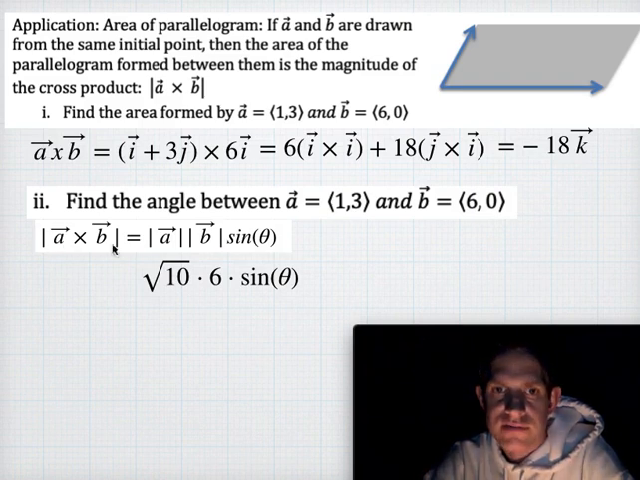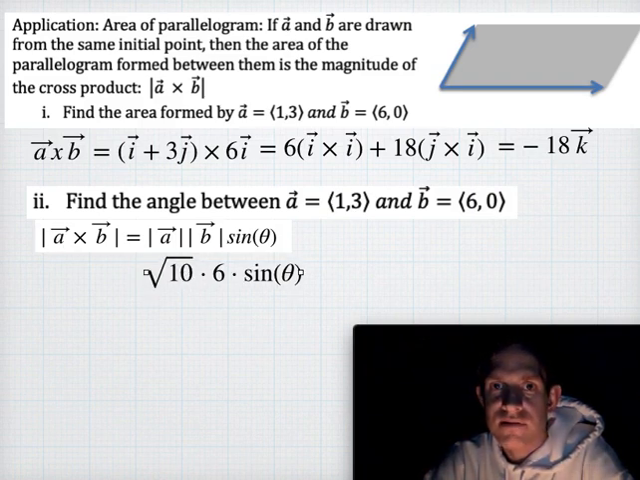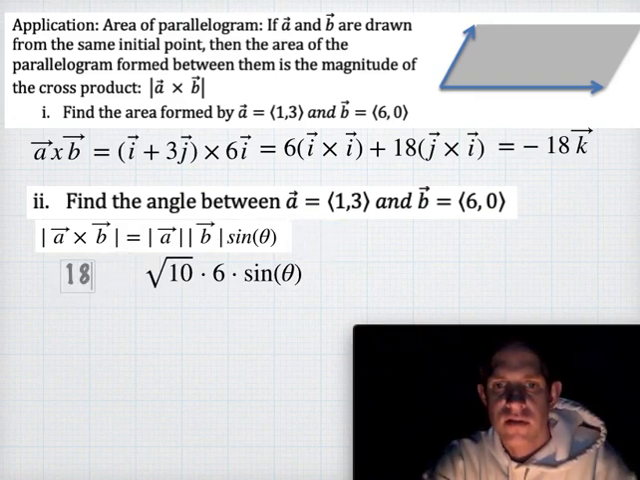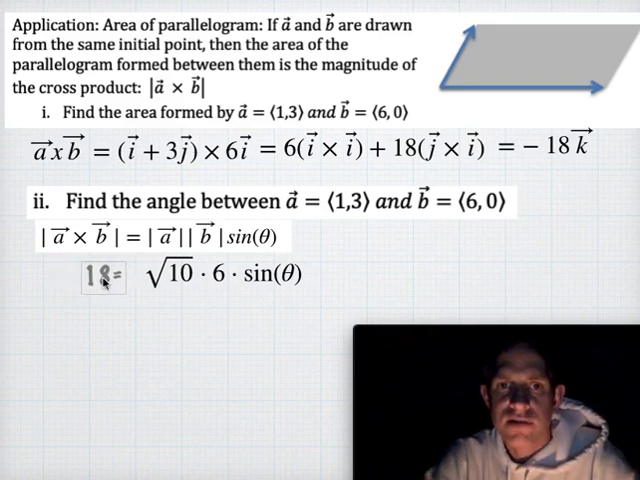Not sure if I can find it. So anyway, we'll make a new box here. 18. So the length of the cross product is 18.